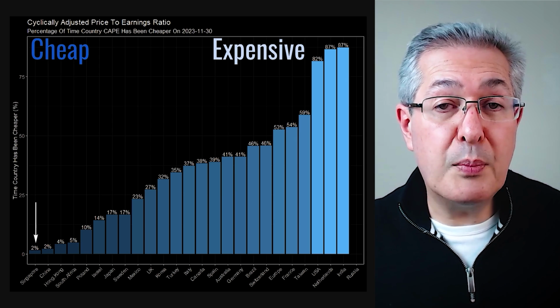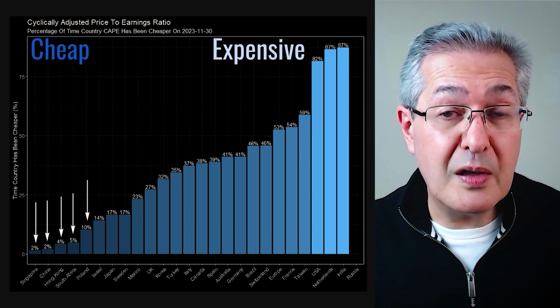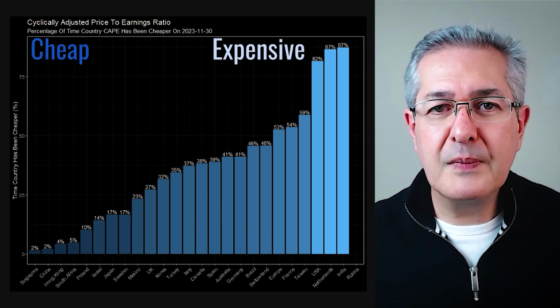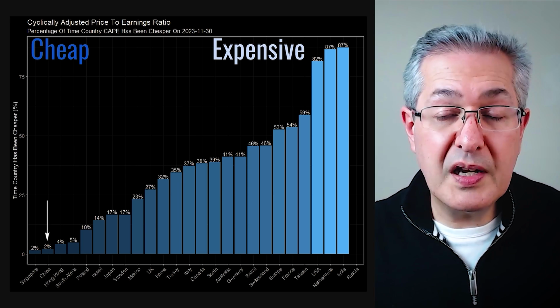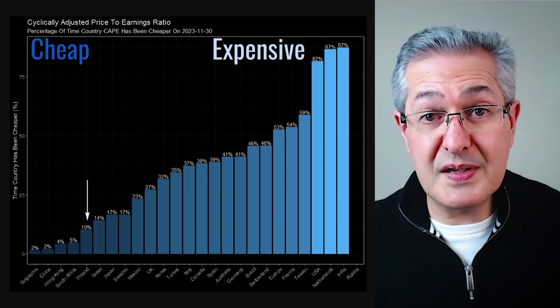In contrast, Singapore, China, Hong Kong, South Africa, and Poland are looking particularly cheap right now. And that's compared to their own history. China, for example, has only been cheaper 2% of the time. Poland only 10% of the time.